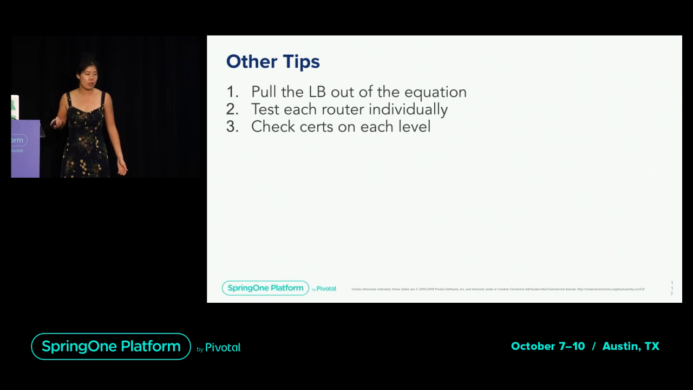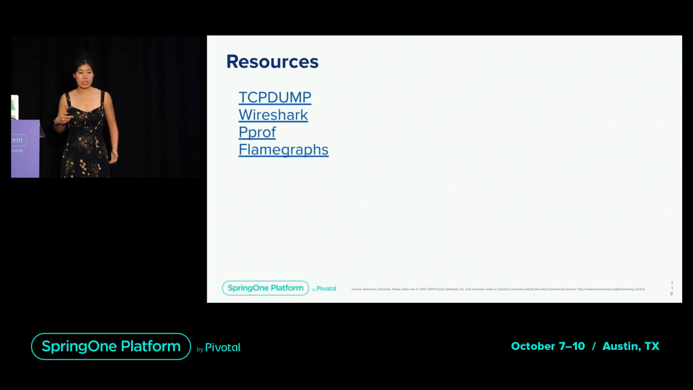Additionally, when in doubt, pull the load balancer out of the equation and ping the Go router directly. This removes just one more network hop and place where a problem could be persisting. We also recommend that in certain scenarios, you might want to test each router individually. And also, certificates are hard, so always check your certs on each level. If you want to look into more depth on any of the tools we talked about in either case study, here are some resources. We'll be having the slides posted soon.